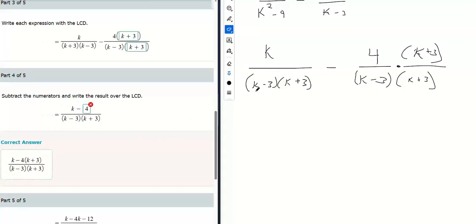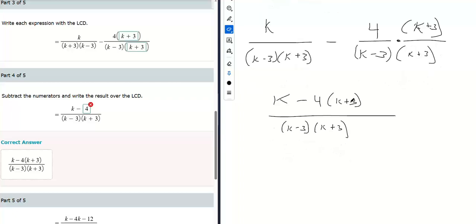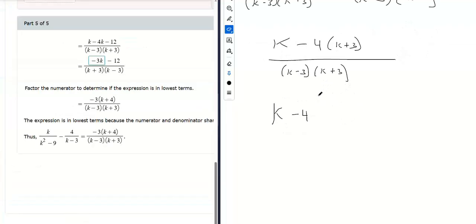So now that we have common denominators, now we can subtract the numerators. Get k minus 4 parentheses k plus 3. And the denominator we get k minus 3, k plus 3. But there's more arithmetic we can do to simplify. We can distribute that negative 4. I had to back up the video. That's negative 4k. I dropped my k here. And then we get negative 4 times 3 makes negative 12.